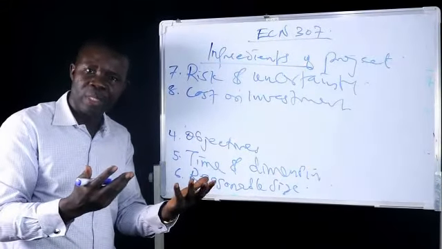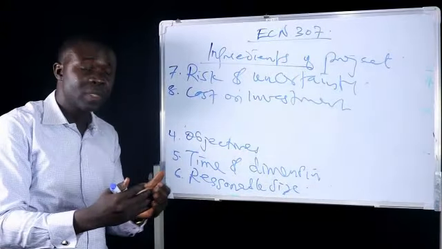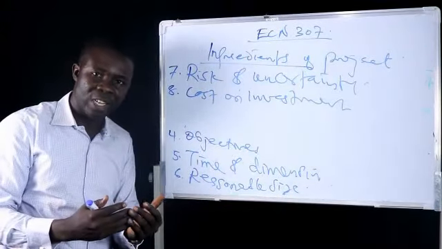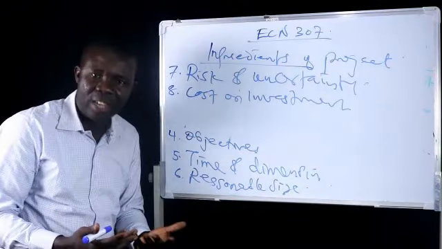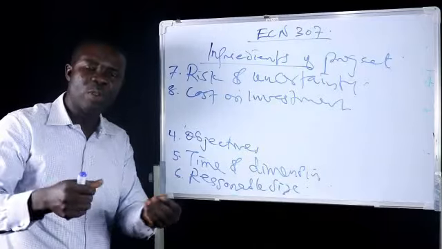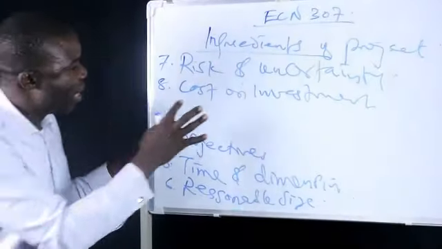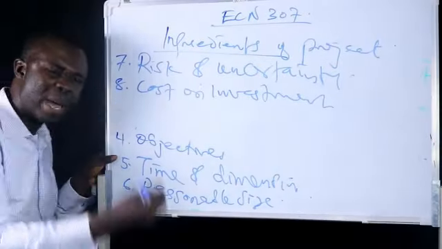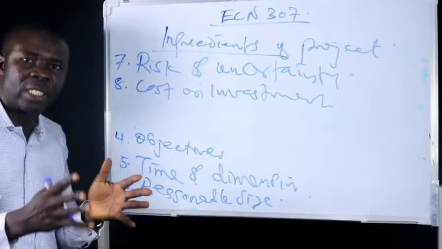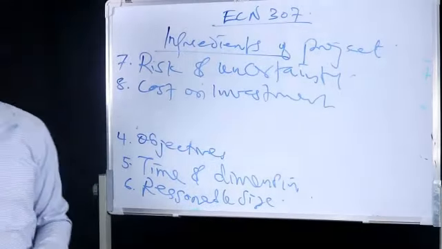That's a problem. And if you take money that is far above what you need, you remember you are paying interest on those loans. So if you take something you don't need, you are going to pay interest on it. That's why as an economist, you need to do a proper job to get the best cost of the project that will minimize error. The difference may not be that much. So all these are ingredients of projects.